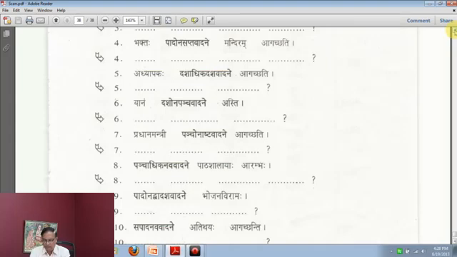Fifth one. Adhyapakaha. The teacher comes at 10 past 10. Dasha adhika dashavadane. 10 past 10 the teacher comes to the school. Understood? Adhyapakaha kada agacchati. Simply you say Adhyapakaha kada agacchati. Sixth.